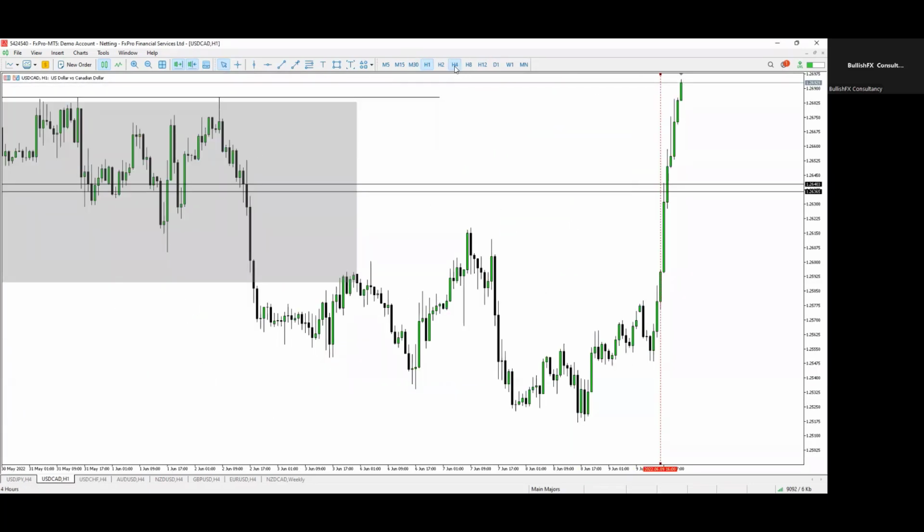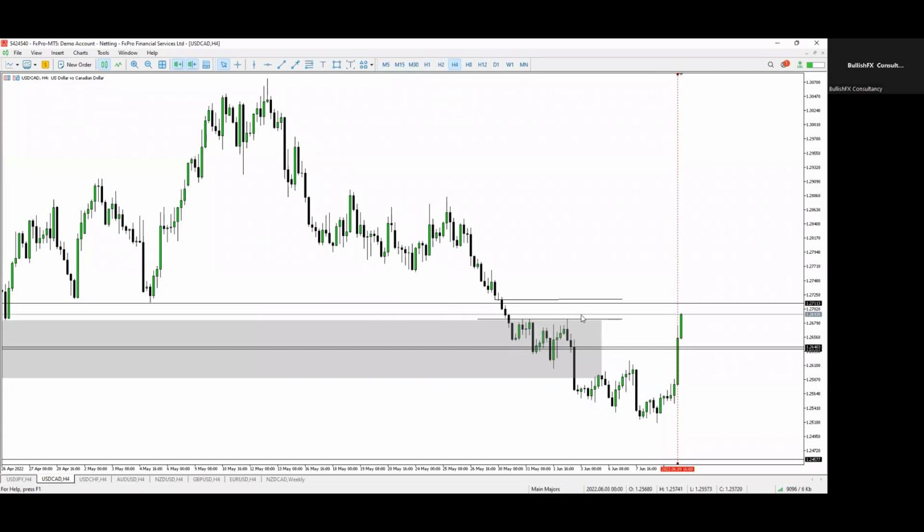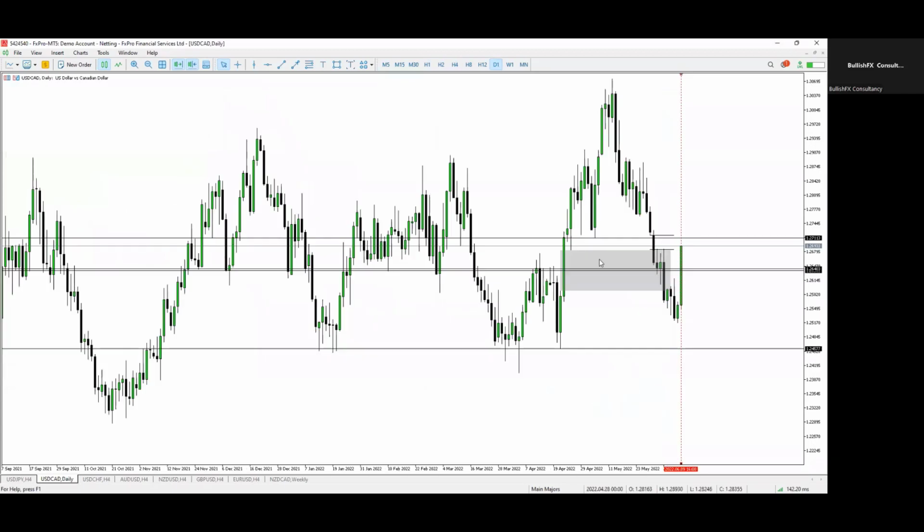So yeah, that's what I wanted to share with you guys. And you can see this is what USD CAD. Nothing is going to stop CAD to fill up this imbalance here. See that imbalance that we have on the daily chart. You see, so CAD is very weak at this moment in time.